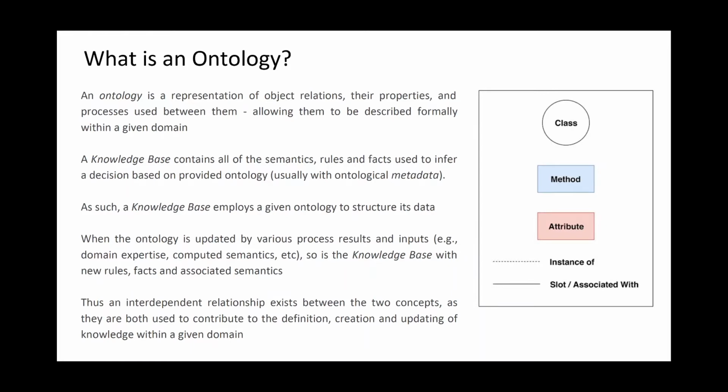When the ontology is updated by various processes, results and inputs, examples, domain expertise, computed semantics, etc., so is the knowledge base with new rules, facts, and associated semantics. Thus, an interdependent relationship exists between the two concepts, as they are both used to contribute to the definition, creation, and updating of knowledge within a given domain.